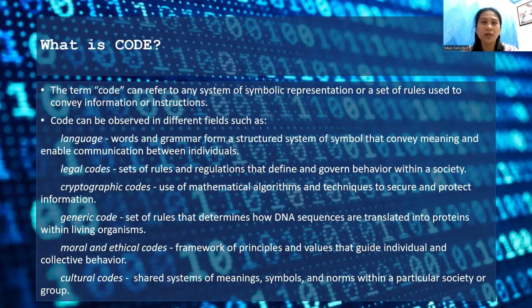Moral and ethical codes are a framework of principles and values that guide individual and collective behavior, such as how you define right and wrong, the standards of conduct, and professional ethics. Lastly is the cultural codes. It is a shared system of meanings, symbols, and norms within a particular society or group, encompassing aspects such as language, rituals, traditions, costumes, and artistic expression.